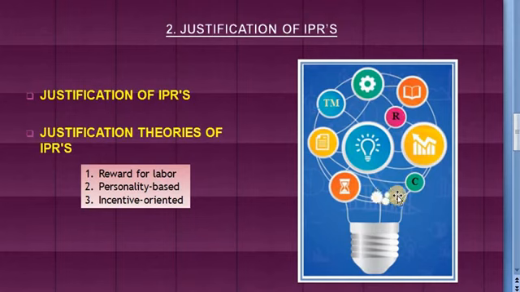Now another important question is, what are various justification theories regarding IPRs? There are basically three justification theories. These are reward for labor, personality based theory, and incentive oriented theory. So let's briefly discuss these three. The first is reward of labor.